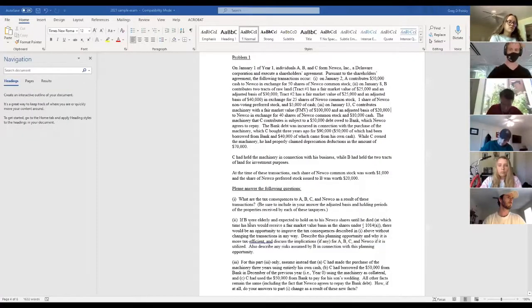So now B is elderly and going to hold onto the shares until he dies, which means he's going to get a stepped up basis. Remember, his basis in the stock was a total basis of 65.